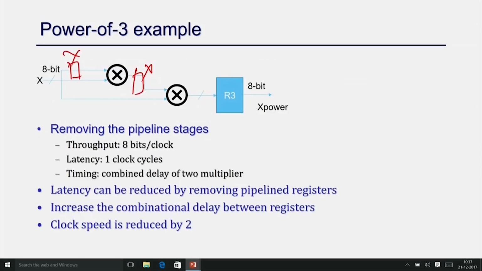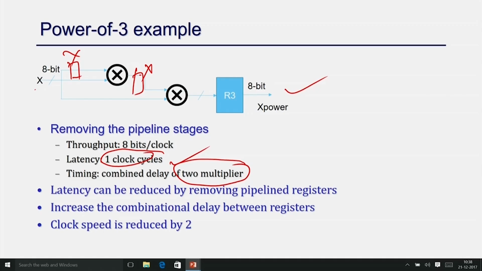So, here with all these things, my throughput is still 8 bits per second, because every clock I am going to get an output. Latency is reduced from 3 clocks to 1 clock, because now if you give one input in 1 clock, the whole thing is done in the same clock and the output will be available in 1 clock itself, right. But your combinational delay is increased now, with 2 multipliers. Earlier it was only one multiplier because there was a pipeline stage here. Now I have 2 multipliers in a path, which decreases your timing by a factor of 2.